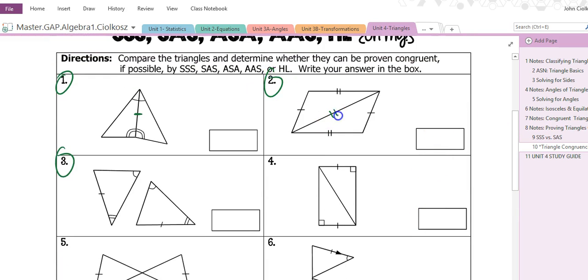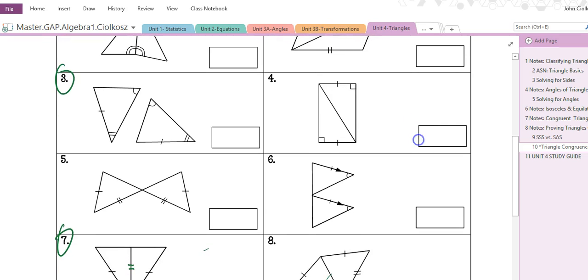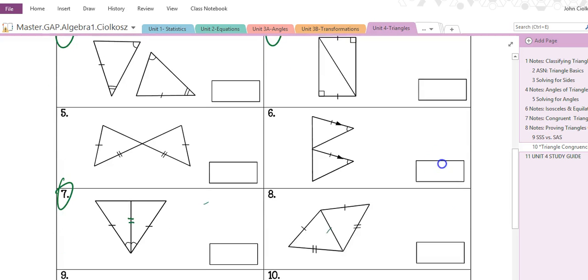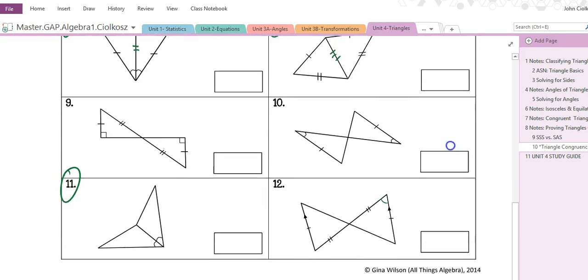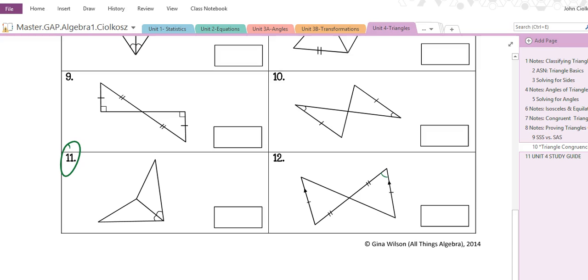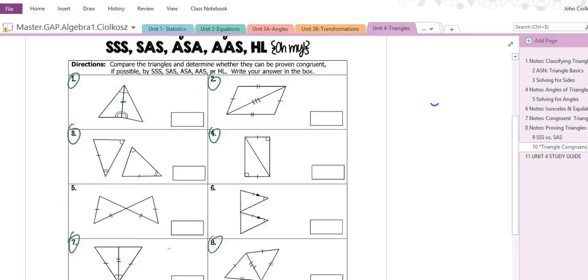2. Remember, it's congruent to itself. 4. 8. Look at these vertical angles here. 10. And that'll be it for this practice.